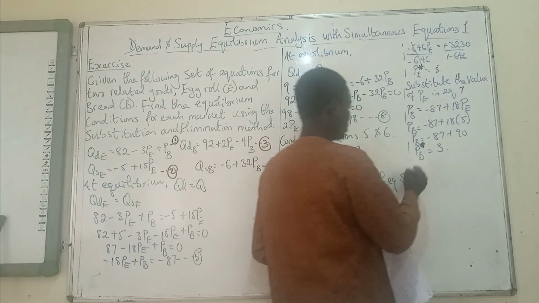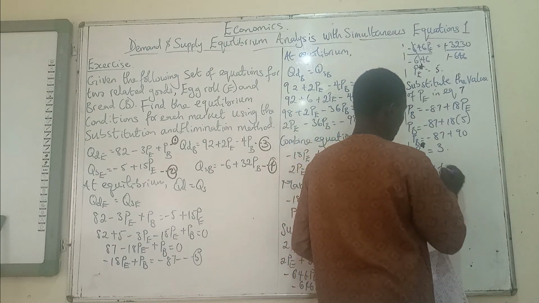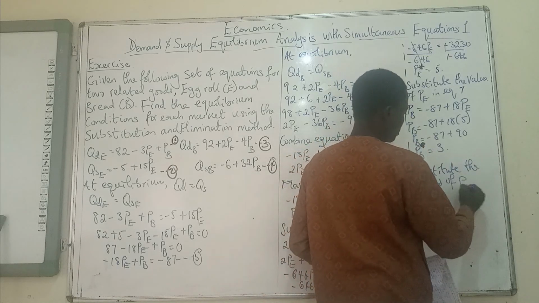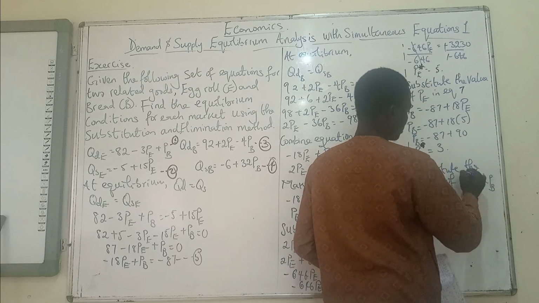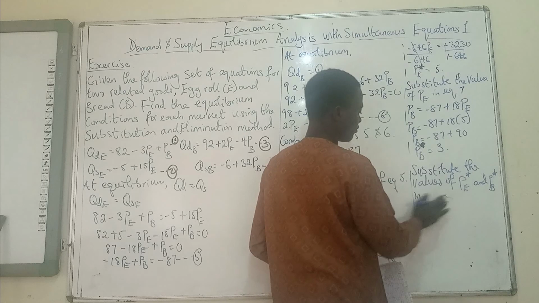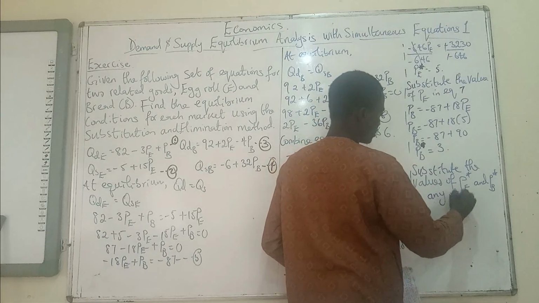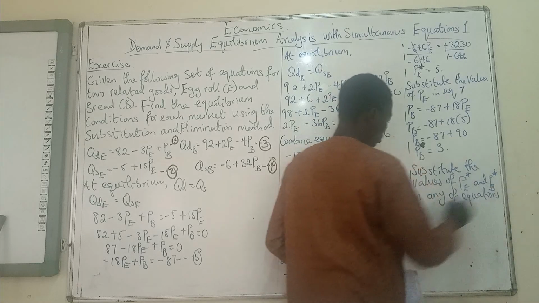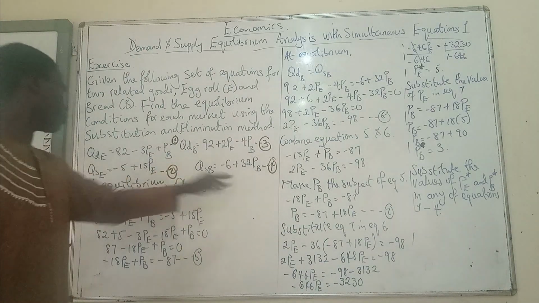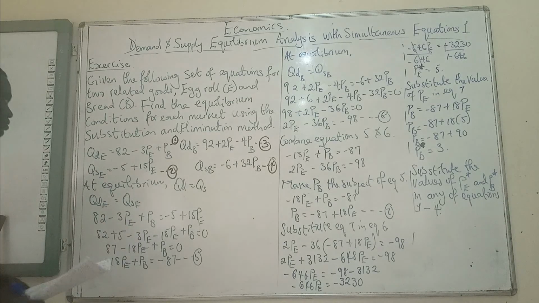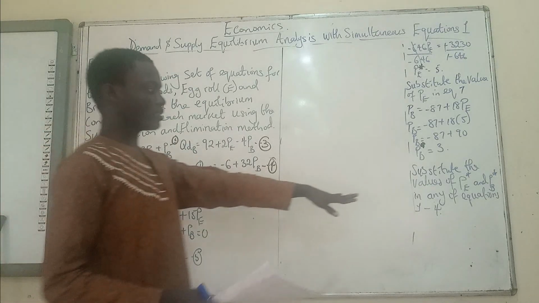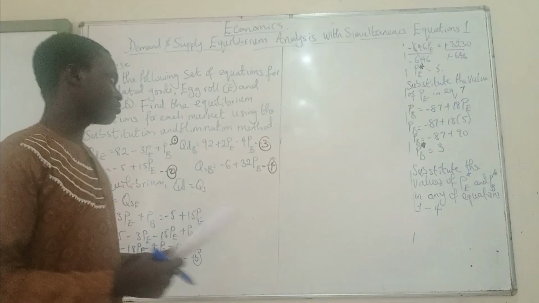Okay, so now what we just have to do is substitute. Let me write it first. Substitute the values of PE and PB, the equilibrium values. Let me just call it star from here. So in any of equations 1 to 4. Now this is equation 1, equation 2, equation 3, equation 4. You don't necessarily have to substitute these into equations 1 to 4, but I just wanted to verify something.